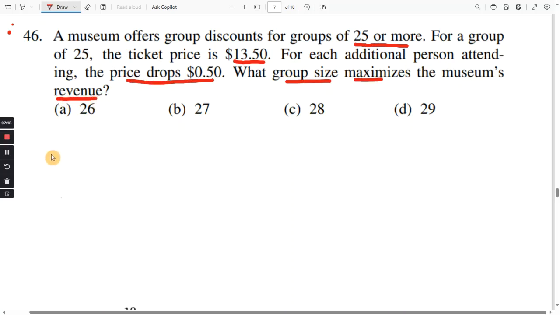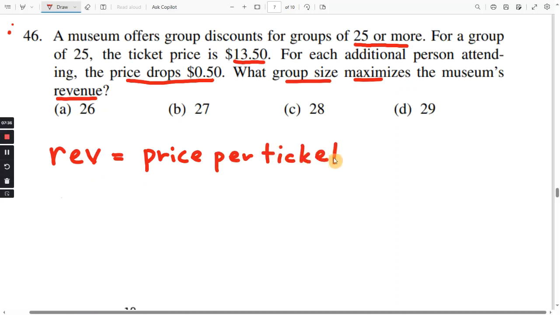All right, so for revenue, that's going to be the price per ticket times the number sold.